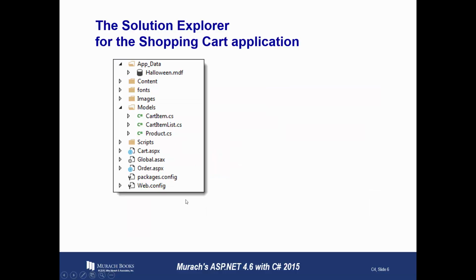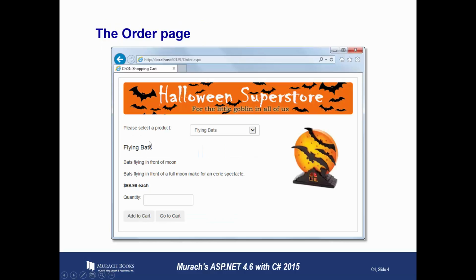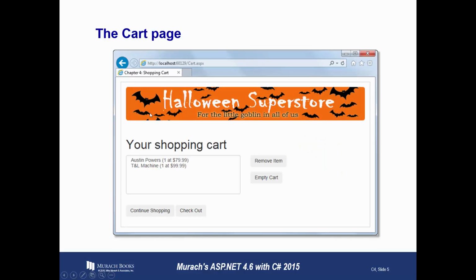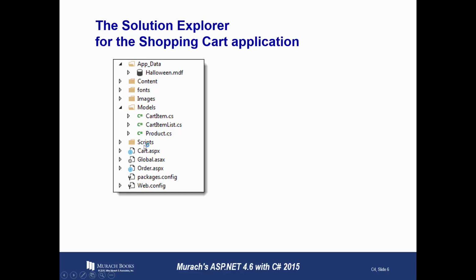Here, as it says, this is the Solution Explorer. You'll notice there's a lot of stuff in there. We're going to have a cart.aspx file and an order.aspx file. The order ASPX file is this one. The cart ASPX file is this one. Then there are CartItem.cs, CartItemList.cs, and Product.cs.